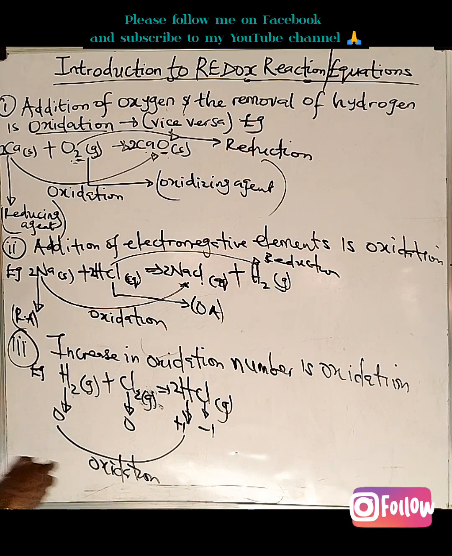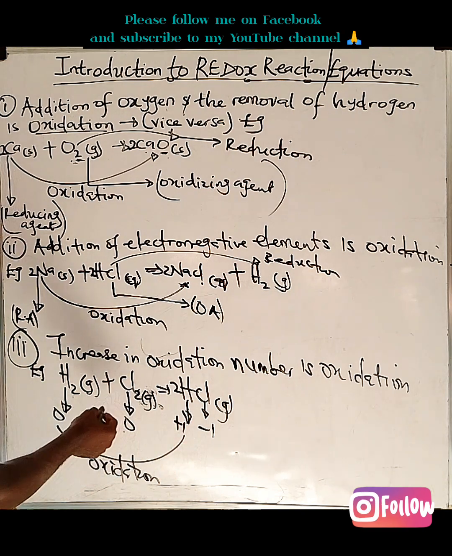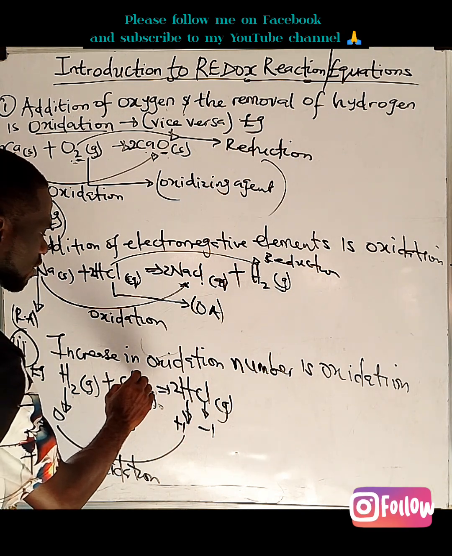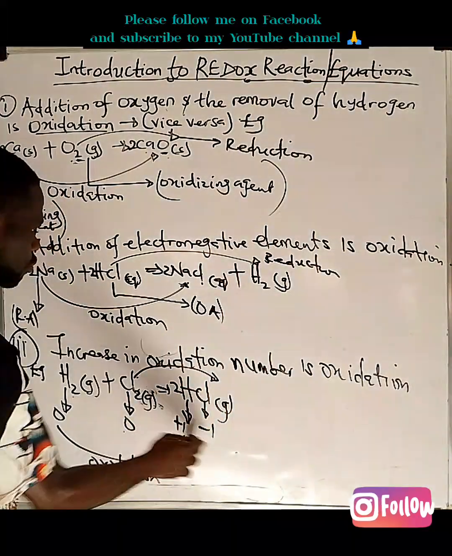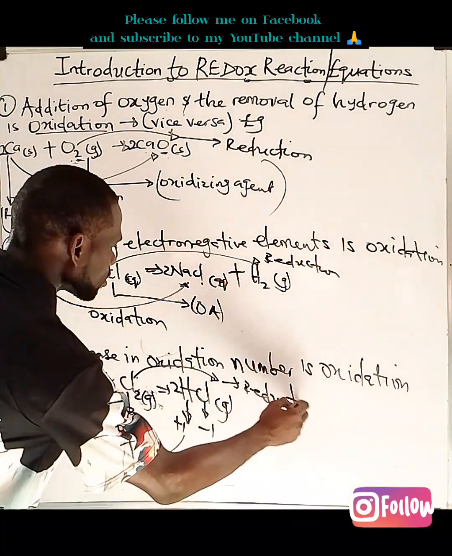Hydrogen became oxidized after reacting with chlorine. So when you look at chlorine, chlorine is 0. Chlorine moved from 0 to -1. That means chlorine gained 1 electron. Oxidation number reduced from 0 to -1. It means there is a reduction.